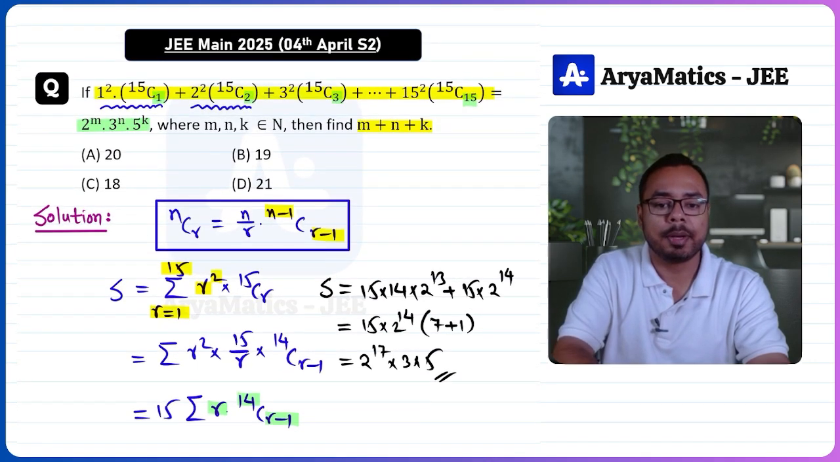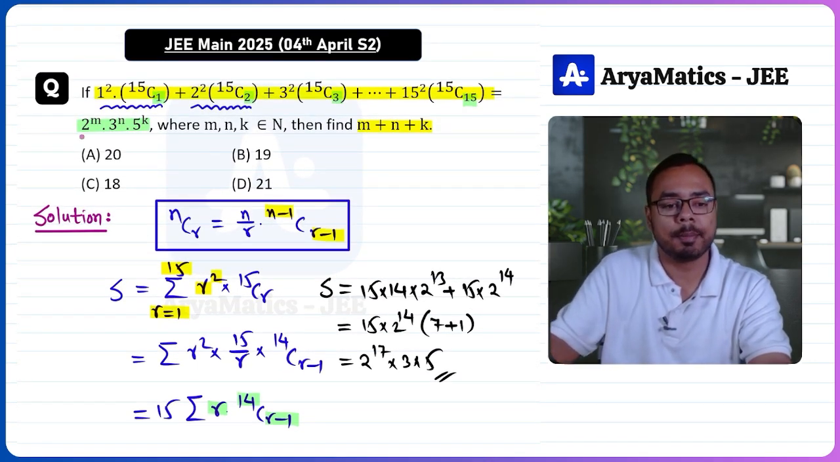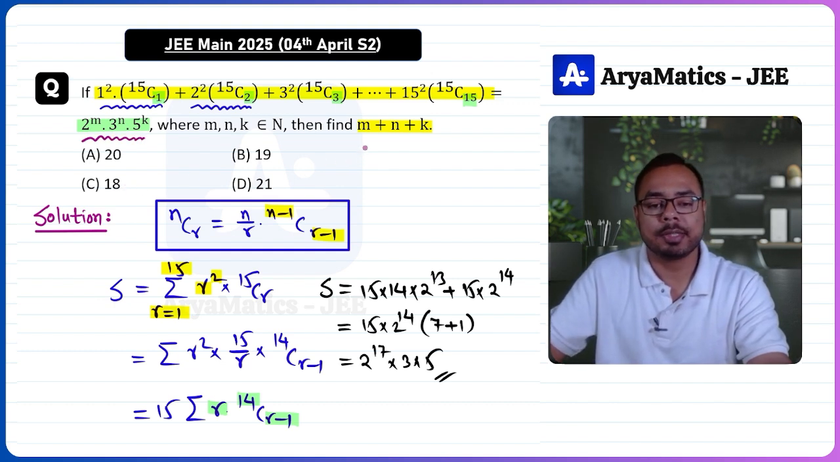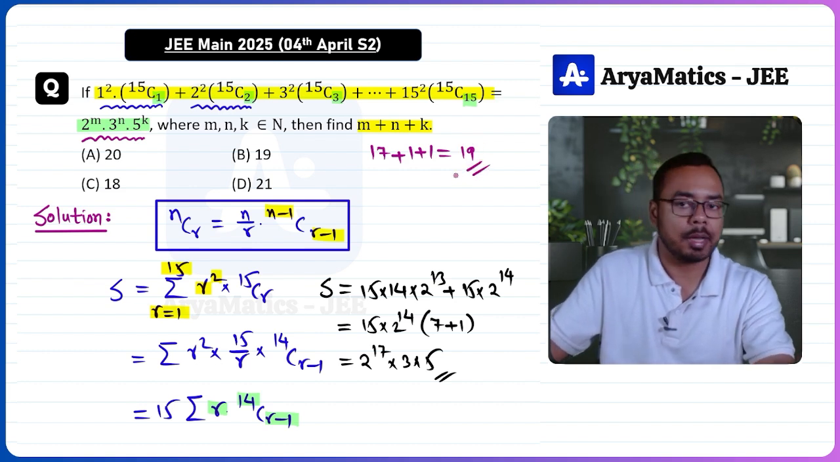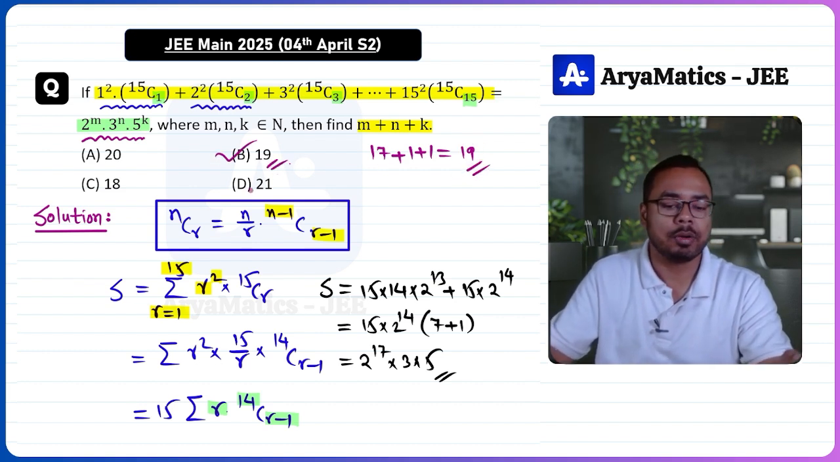Now we need to compare this sum with 2 raised to m, 3 raised to n, and 5 raised to k. So clearly you can see that the value of m is 17, n is 1, and k is also 1. So that means this sum, m plus n plus k, will become 19, right? So the correct answer for this problem will be the second option.